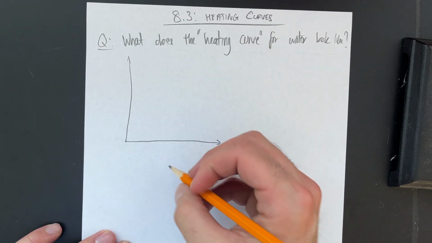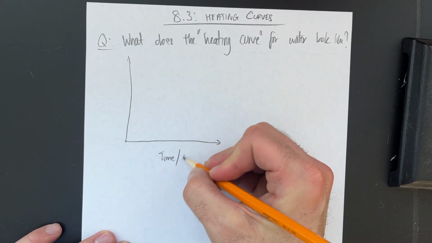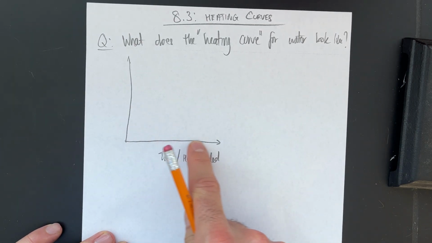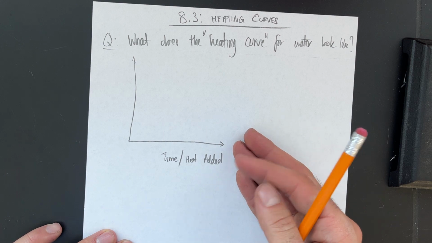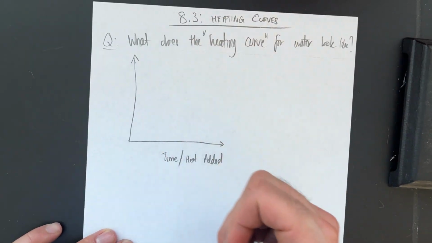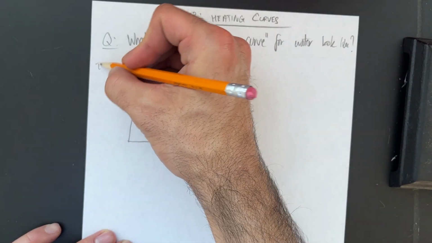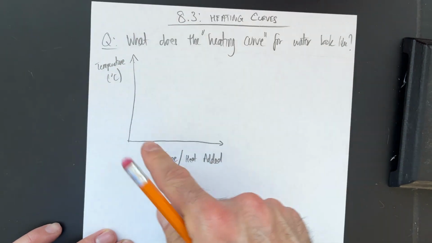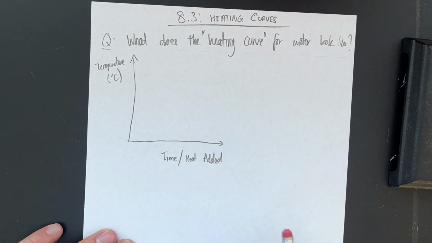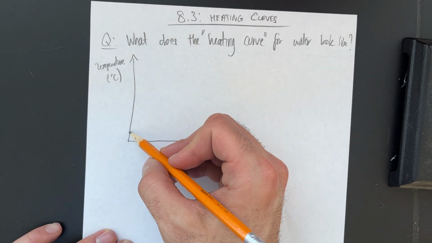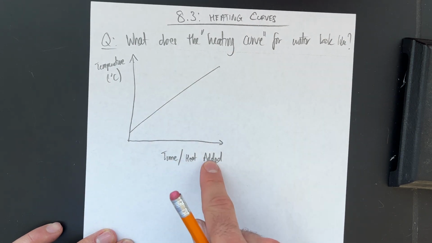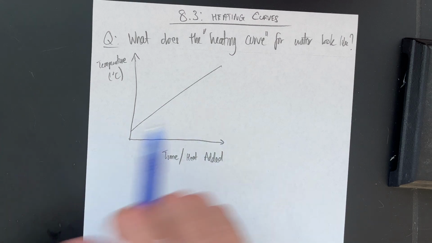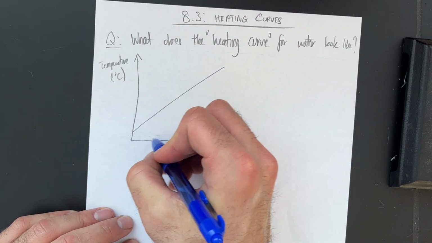I tell them that the heating curve is something where we have time/heat added on the x-axis, so as you go from left to right, you're going to be adding heat, and then on the y-axis we have the temperature, and as you go up, temperature is going to be increasing. What students think is probably it looks something like this, where as we add more heat, temperature is increasing. Or another one that they draw looks something like this.